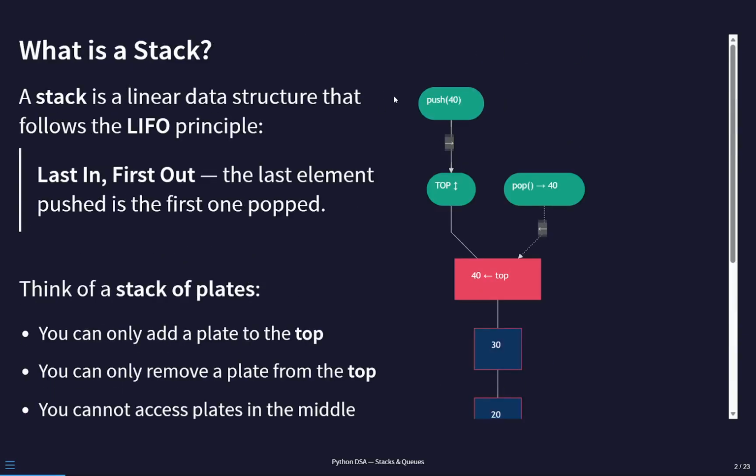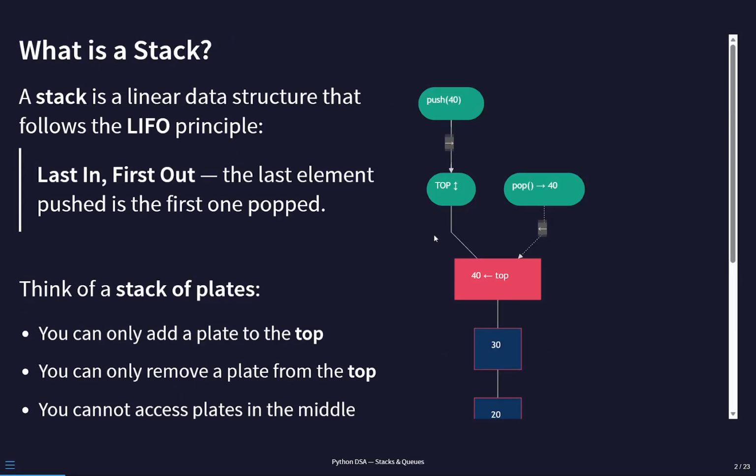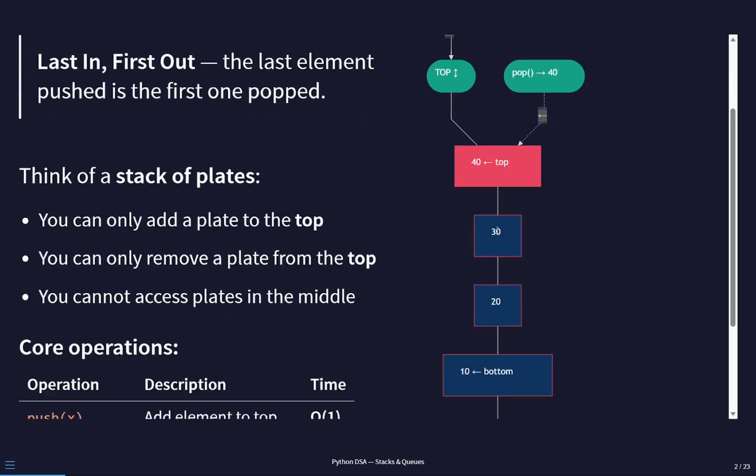The diagram on the right shows the model. Values 10 through 40 are stacked bottom to top. A push of 40 arrives at the top edge. A pop returns 40 from the same top edge. One end, one direction. Total order.